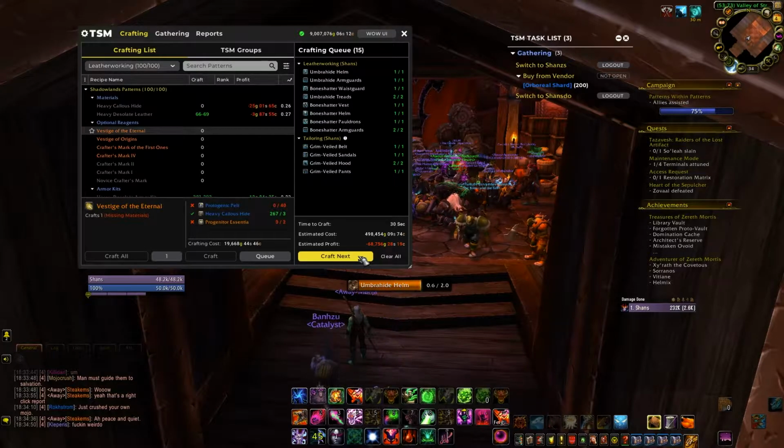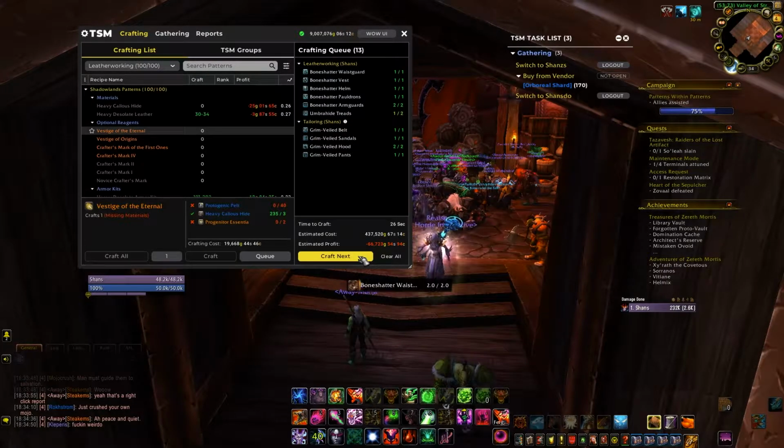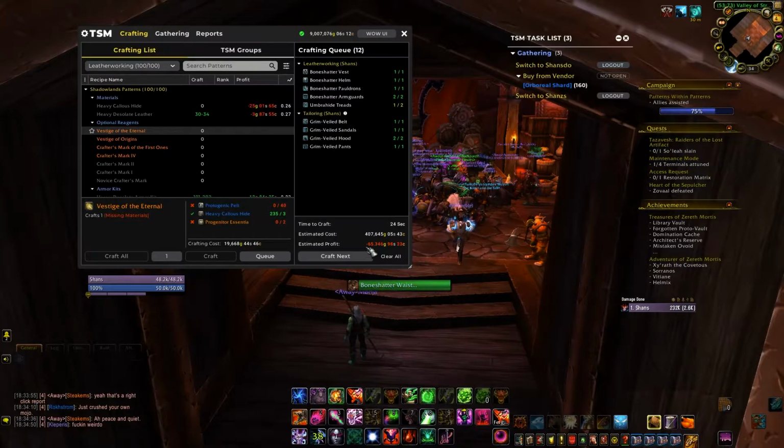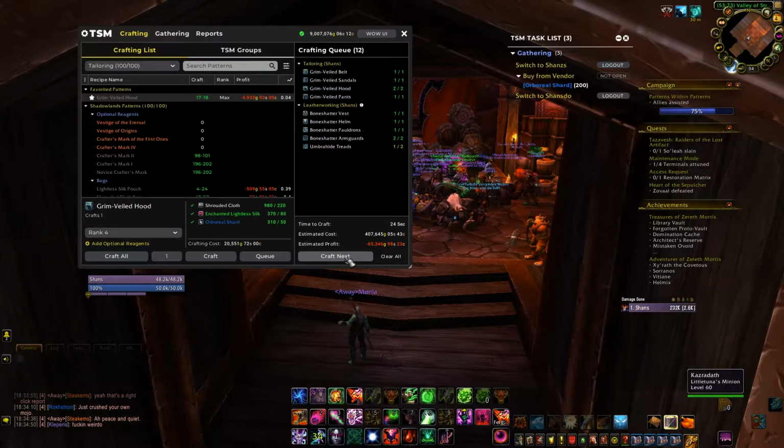And I believe since I didn't get all our shards, it's not going to let me craft everything, although it might not be until tailoring, but that's okay. So let's just say I've crafted what I wanted there and everything. I switch over to tailoring either way.